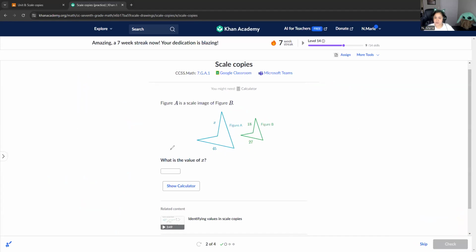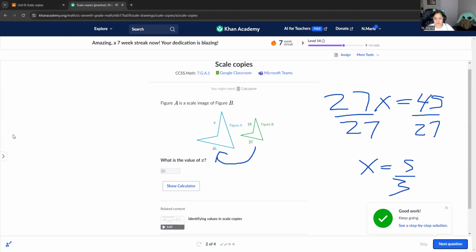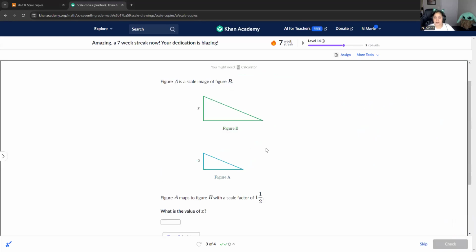And so same thing here. What is the value of x? Well, we can go from this to this way. 27 times what gets us 45? If we don't know, divide both sides by 27. 45 divided by 27 is 5/3. So our scale factor is 5/3. So 18 times 5/3 is 30. So x is 30. If you do not know how to deal with fractions, you need to review that from 5th grade math, which you could do on Khan Academy.